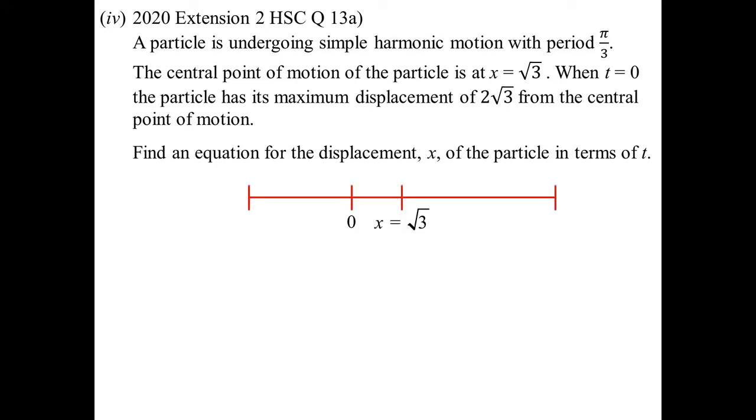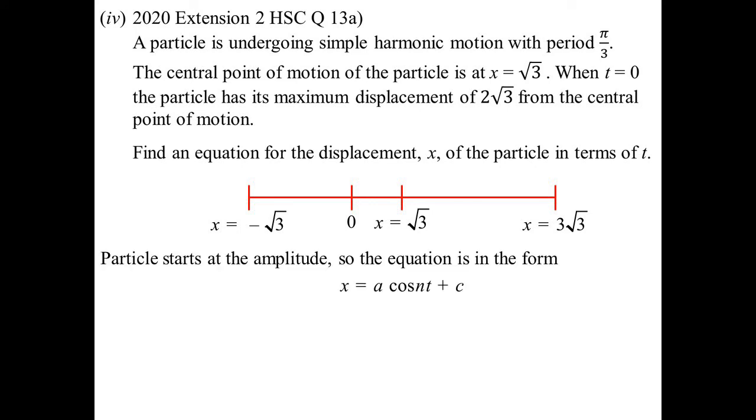Okay, well I drew myself up a little diagram to get my head around what's happening here. So there's 0 on my number line, but the centre is actually root 3 to the right of that. There's the centre of the motion. Now they told me maximum displacement, not from 0, from the centre of the motion. So therefore it goes out to 3 root 3 and back to minus root 3. It starts at the amplitude, so I'm going to say it's a cosine function. I know it will take that form.